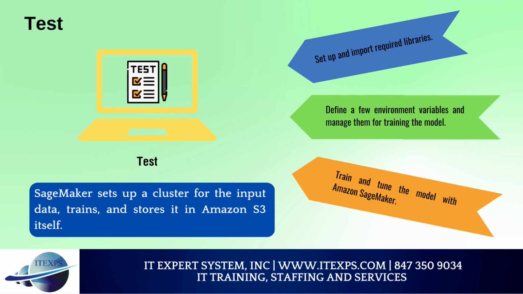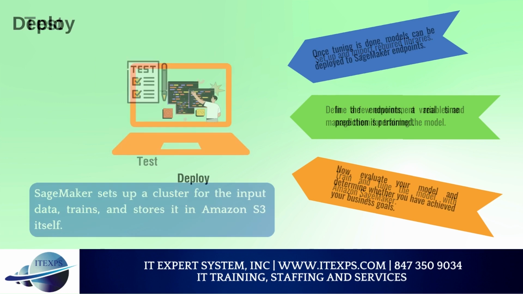SageMaker uses ECR for managing Docker containers as it is highly scalable. ECR helps a user to save, monitor, and deploy Docker containers. SageMaker divides the training data and stores it in Amazon S3, whereas the training algorithm code is stored in ECR. Later, SageMaker sets up a cluster for the input data, trains, and stores it in Amazon S3 itself.